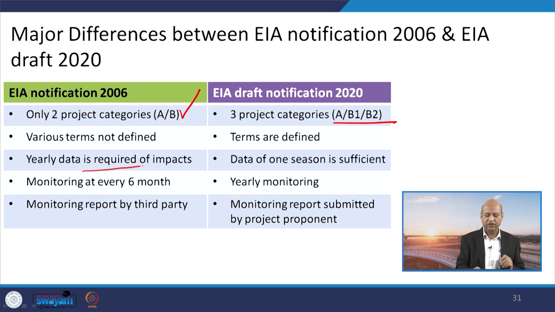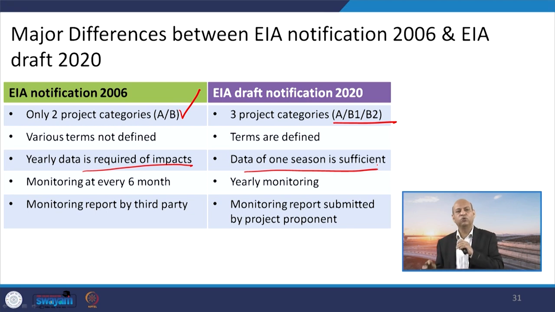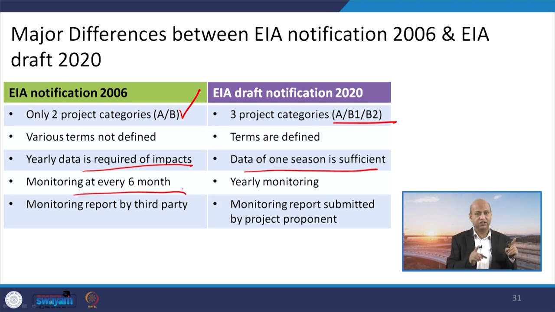Yearly data was required for impacts, but data of one season is sufficient in the new guidelines, so it can be quick. But which kind of season has to be chosen? It is better to choose the season which gives us a worst case scenario, so that we can have a better idea about what can happen in a negative way and we can address it properly. Monitoring at every 6 months, as we have seen, 1st June and 1st December. Now, yearly monitoring can be there.